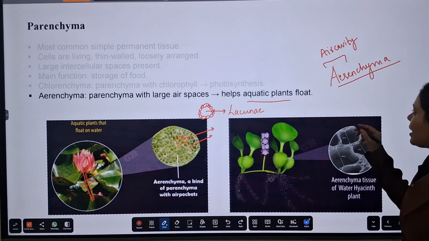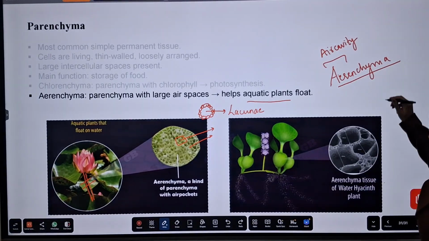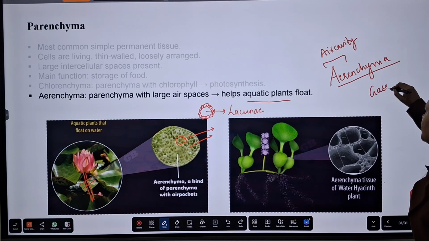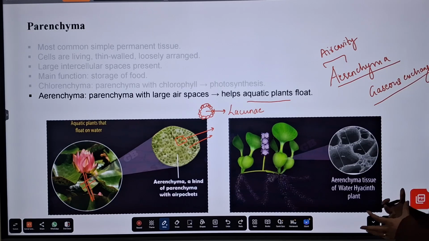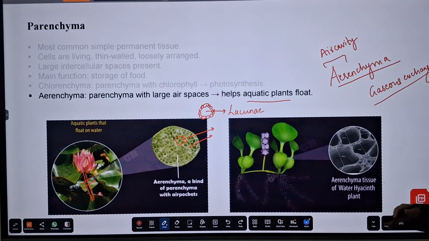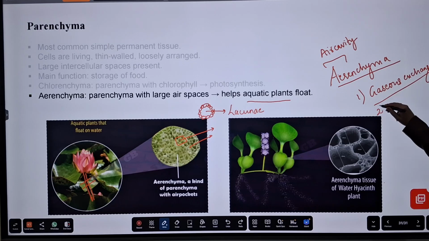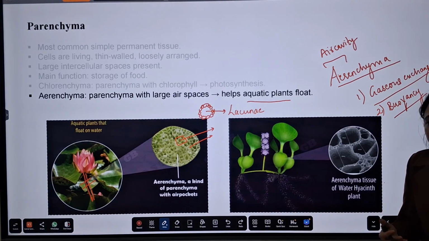Why is it the case? Why are air cavities formed? These air cavities help in two things. One, they help in gaseous exchange. These are aquatic plants, so the oxygen and CO2 in water is lesser. So for easier exchange of gases, air cavities are present. Air can easily flow through these cavities. Another function is that these cavities make the petiole lighter, so they provide buoyancy to the plant. This lighter weight helps the plant float easily.